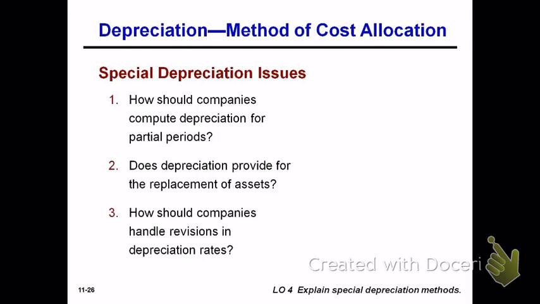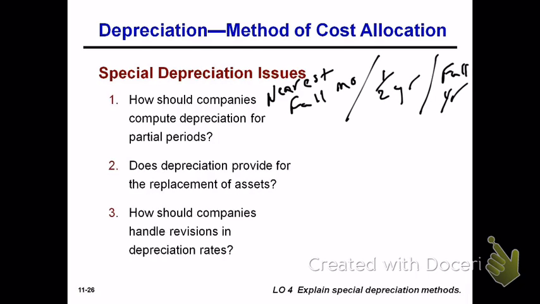How should companies compute depreciation for partial periods? You can do the nearest full month, you can do a half-year convention, a full-year convention, so you can assume whenever you buy the asset, you're going to depreciate it for 6 months, or whenever you buy the asset, you're going to depreciate it for a full year in the first year.